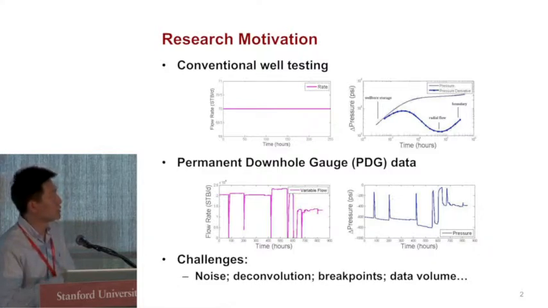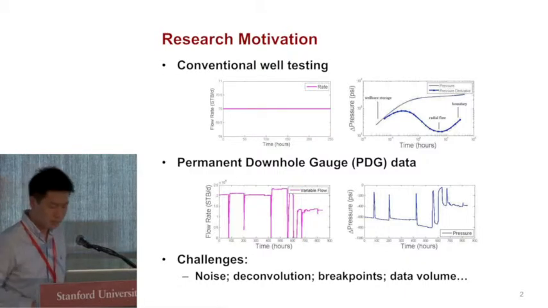So first of all, the data is really noisy, and also because we have a variable flow rate here, it makes the pressure signal harder to deconvolve. And also, we need breakpoints to separate each transient in the pressure signal. And also because the PDG is operated during reservoir operation, the record can last for several years, which contains millions of data points. The volume of the data itself can be a challenging problem.